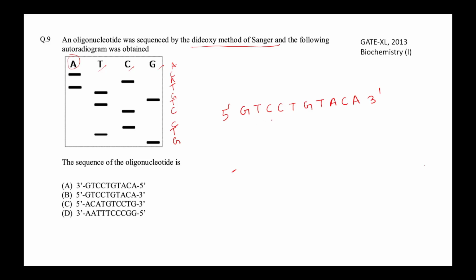So is this option given? B option, right? Yeah, this is the same: GTCCTGTACA in 5 prime to 3 prime. So these A and B both have the same sequences. You have to very carefully see the 5 prime or 3 prime and where is which. Okay, so seeing this you can identify the same sequence is there, but in 3 prime to 5 prime, while the original sequence you deduce from this is in the 5 prime to 3 prime direction. So this is the correct option.